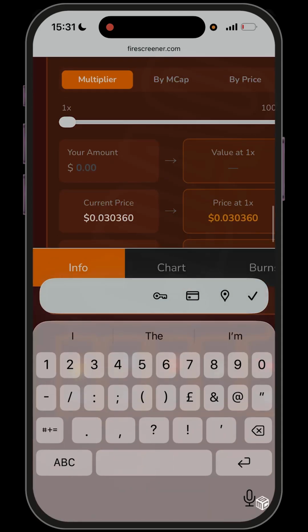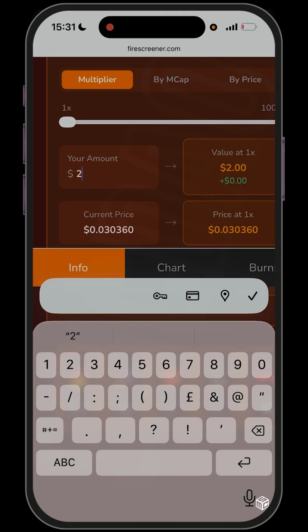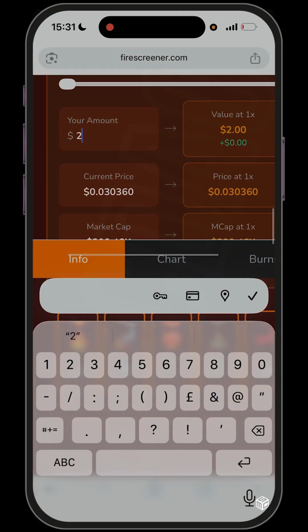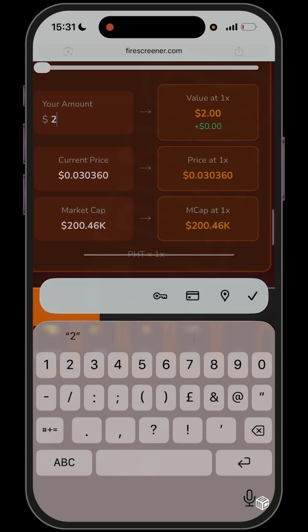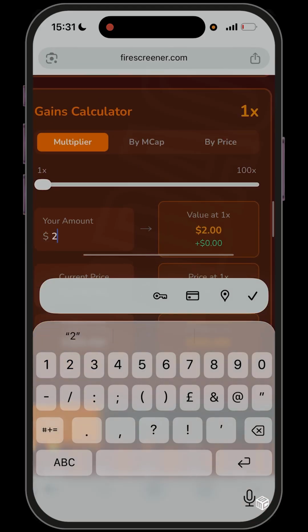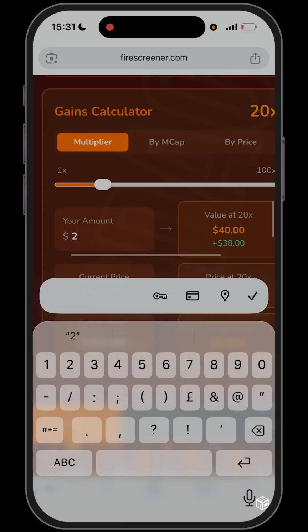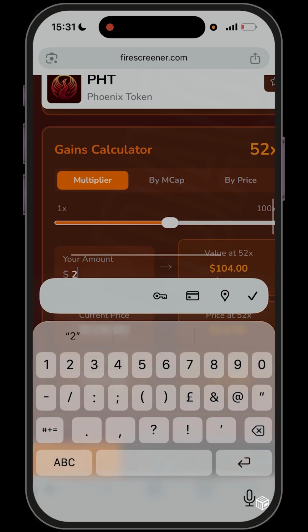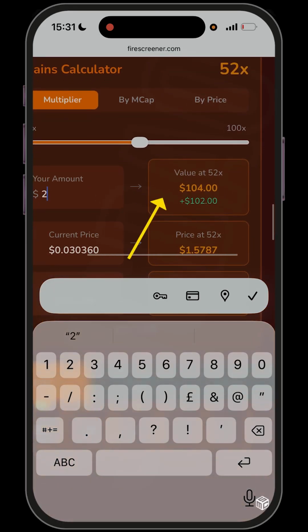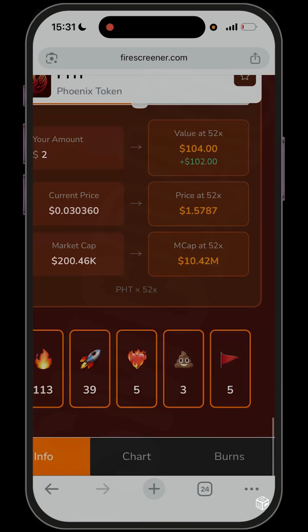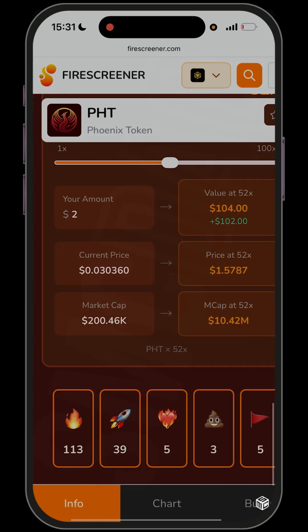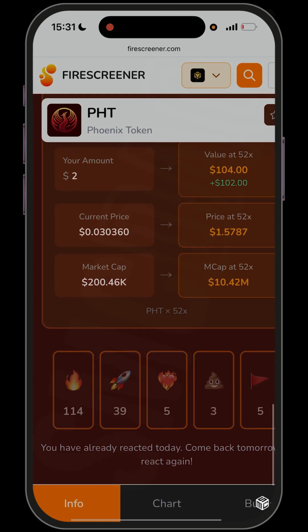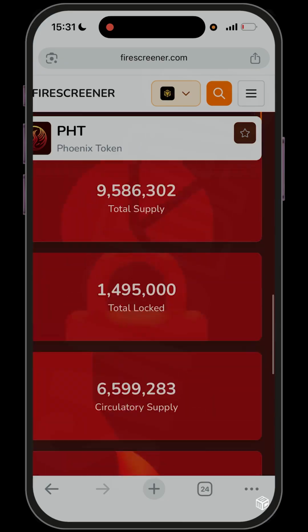So let's say you have $2 of this at the current price, basically value at 1x market cap. You could see this again. Now let's say with that $2, if the token does 52x, literally you have $104. So it helps you calculate things much more easily. Then you could also vote here, react here, and come back again and react.